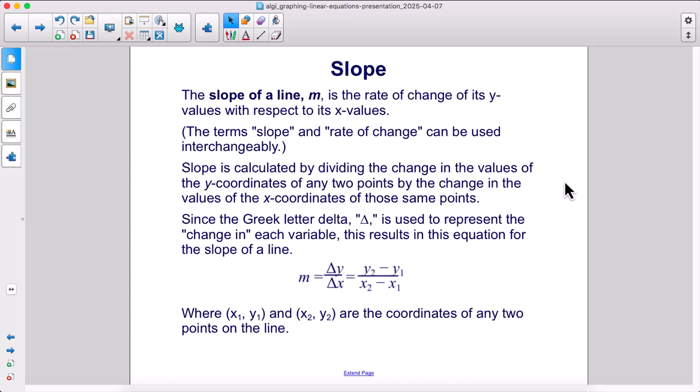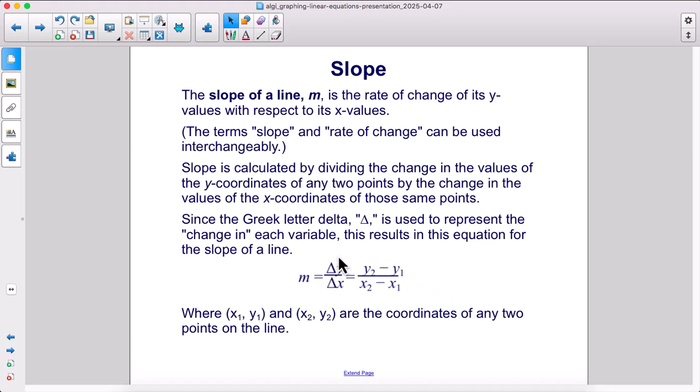Slope is calculated by dividing the change in the values of the y-coordinates of any 2 points by the change in the values of the x-coordinates of those same points. Since the Greek letter delta, which is a little triangle, is used to represent change in each variable, this results in this equation for the slope of a line.